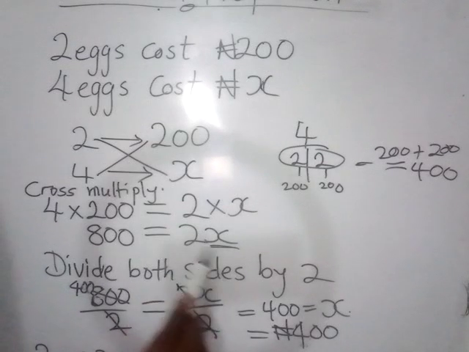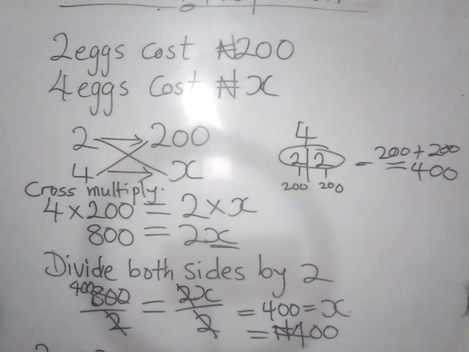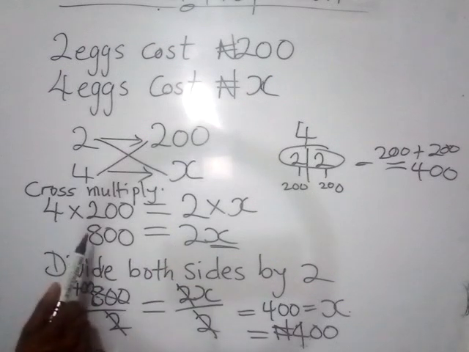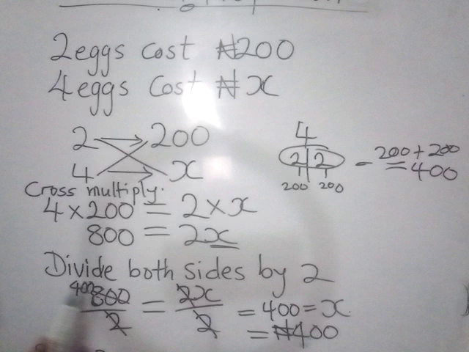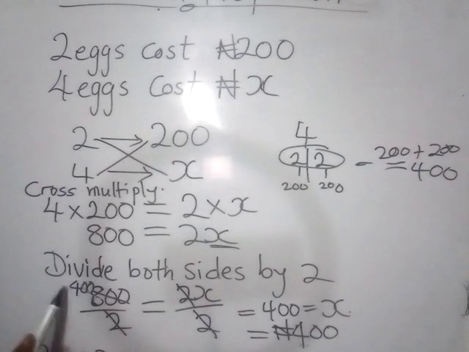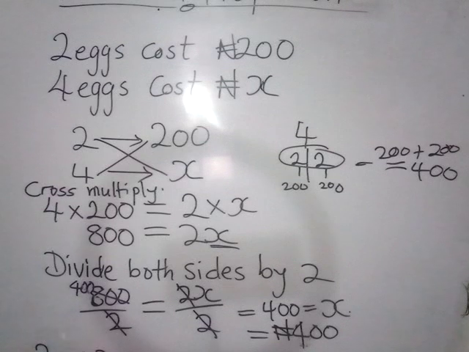So we are able to do that, divide both sides by 2, 2 cancels 2, so x is now alone, so that we'll be able to find out what x is equal to. Then that same 2 divided the other side, which is 800, and it gave us 400. That's how we got our 400.